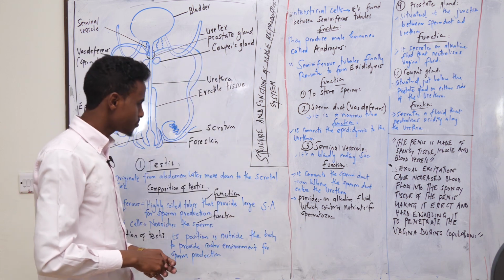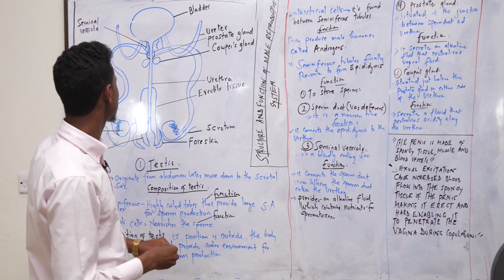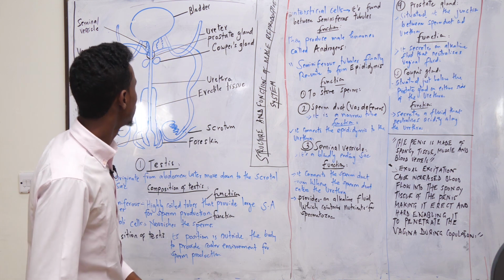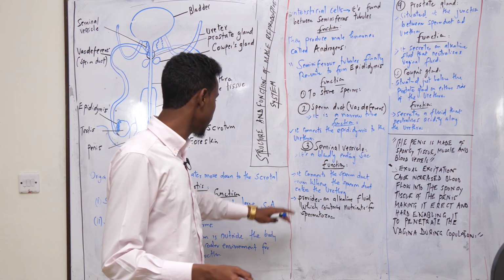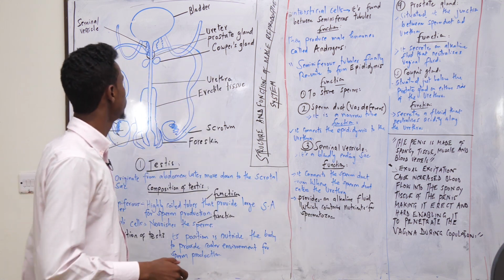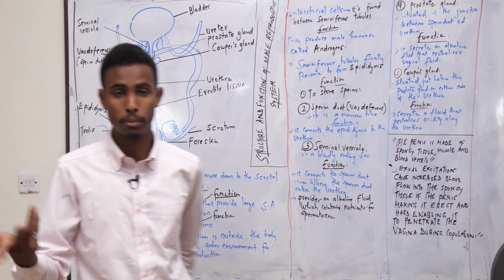Now, class, again, this seminal vesicle provides an alkaline fluid which contains nutrients for the spermatozoa.